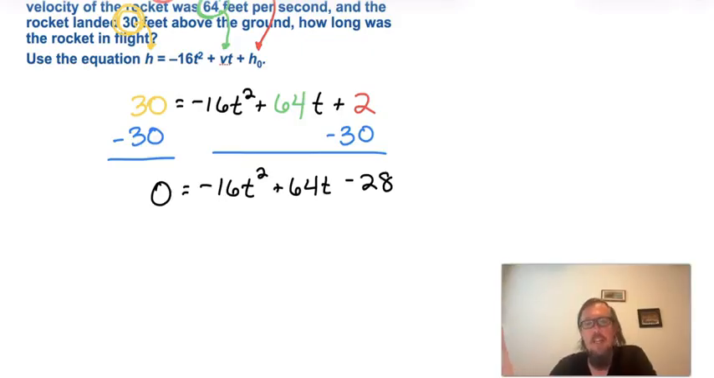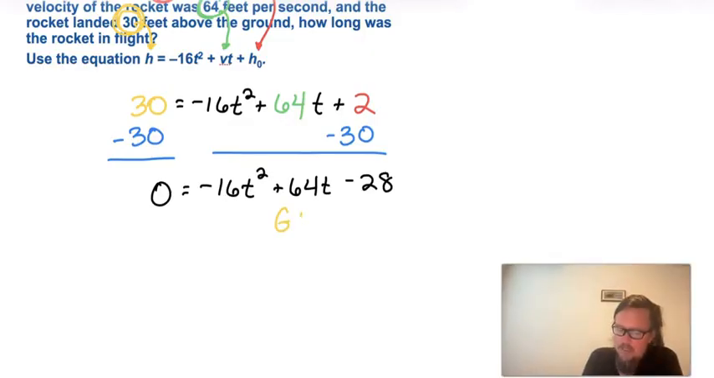And the first question we ask ourselves, as always, is there a greatest common factor? Is there something 16, 64, and 28 can all be divided by? And the answer is yes. They can almost all be divided by 16. 16 and 64 can both be divided by 16, but 28 can't. But they can all be divided by 4. So there's a greatest common factor of 4. So let's go ahead and factor that out first.